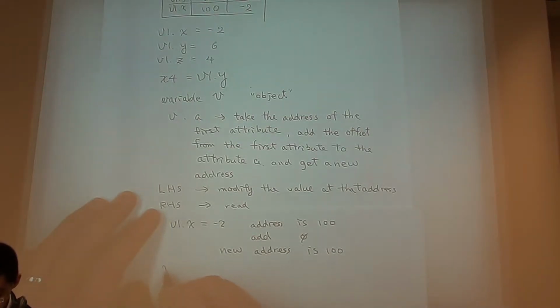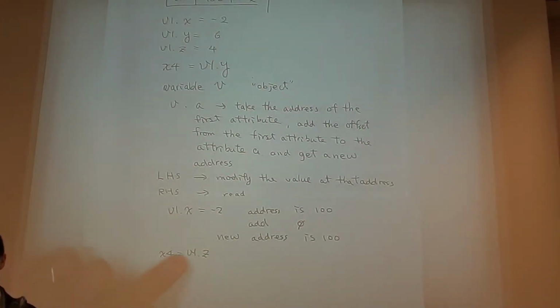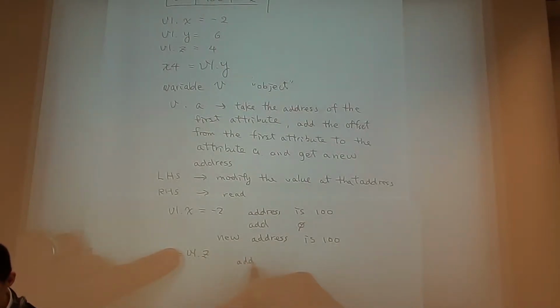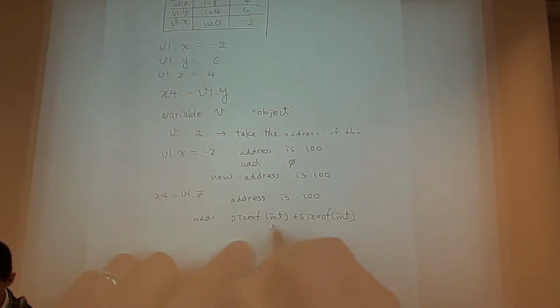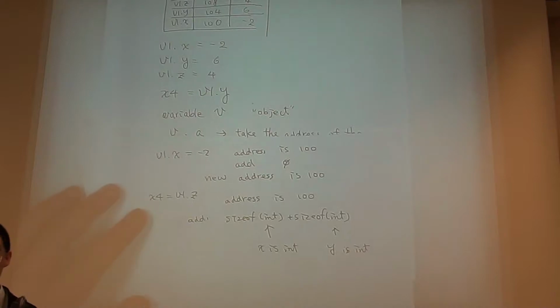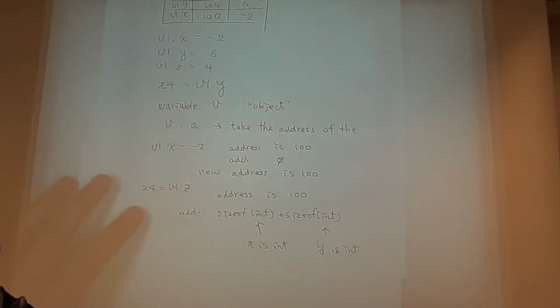If I say x4 equal to v1.z, first I look at the right-hand side. The address of the first attribute is 100. And what's z? z is the third attribute. So the address of z is the address plus size of integer plus size of integer. How do you get this? Because x is an integer, and y is an integer. You add that distance.